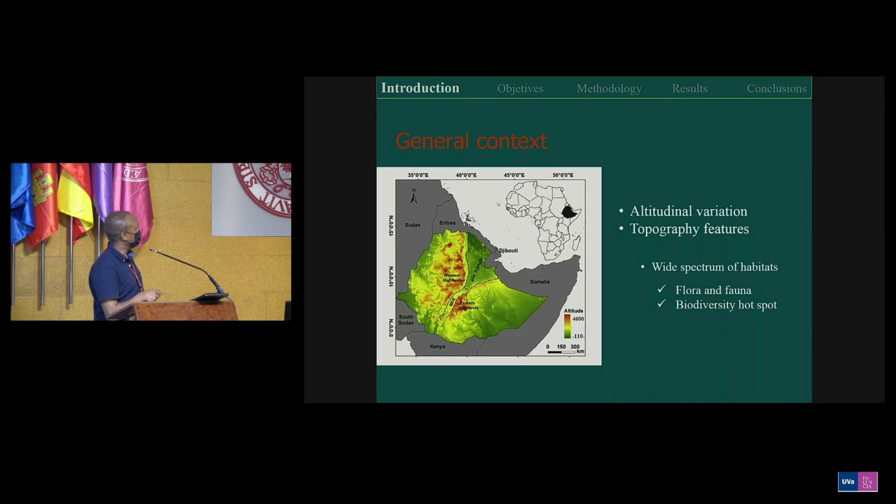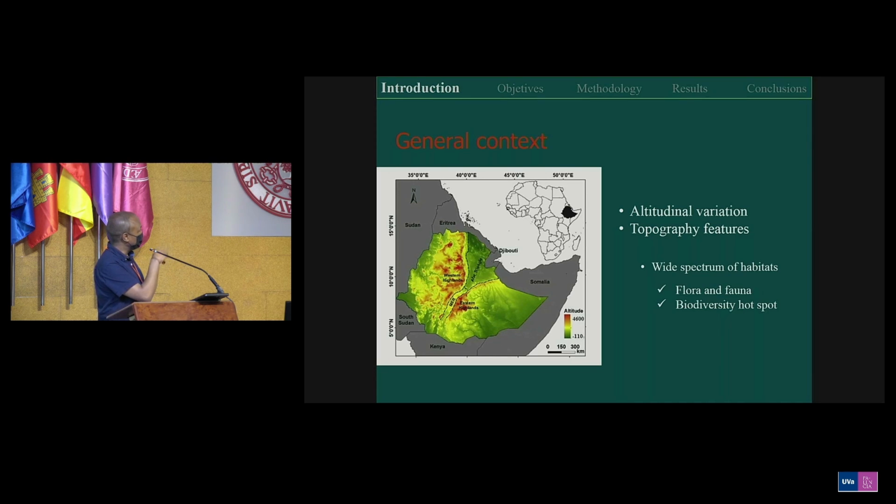Ethiopia is one of the African countries found in the eastern parts of Africa, and the country is characterized by a wide altitudinal variation and different topographic features. This altitudinal variation ranges from 110 meters below sea level up to 4,600 meters above sea level.